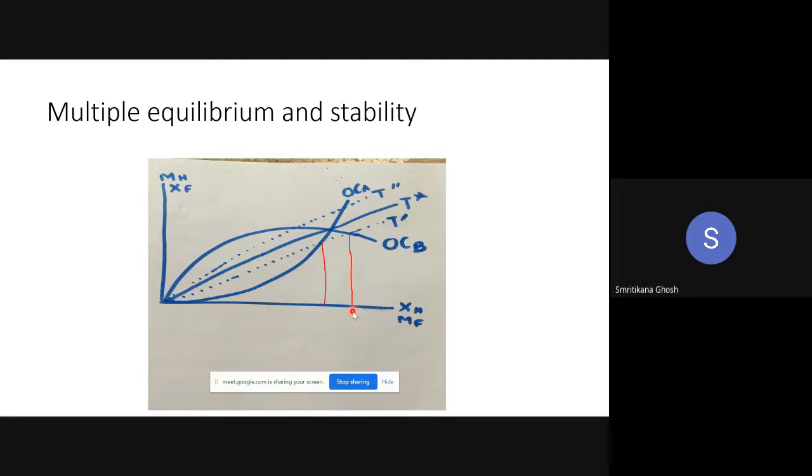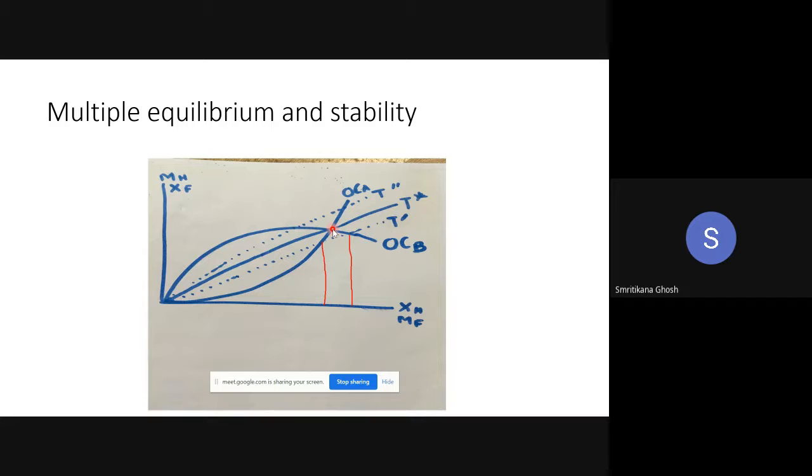The relative price of exportable, that is Px by Py. If it rises, then this line will be steeper. Now the T dash is moving to T star. So at T star, you are getting this intersection where the volume of export is equal to the volume of import. So it is stable.